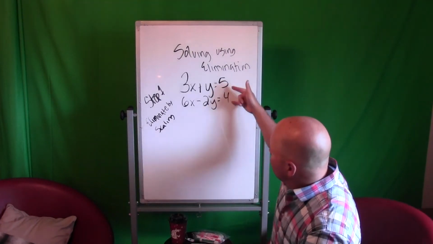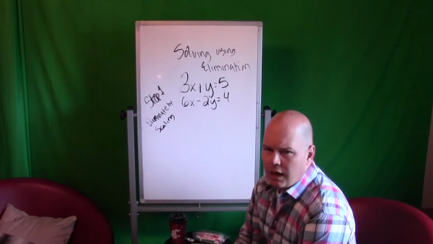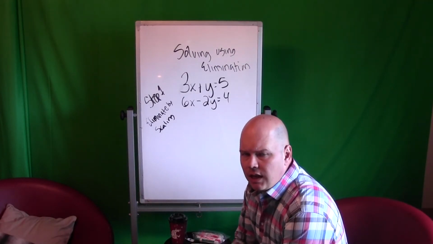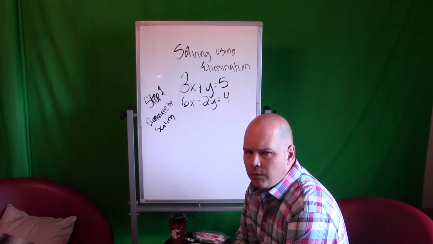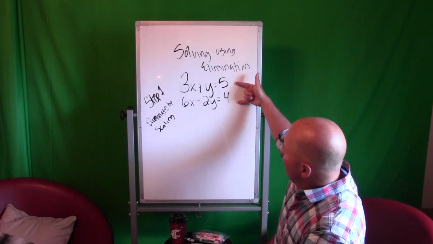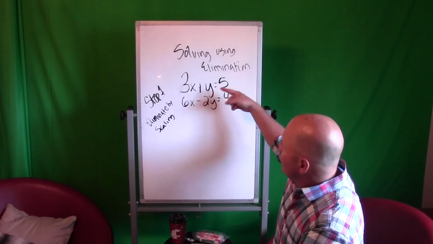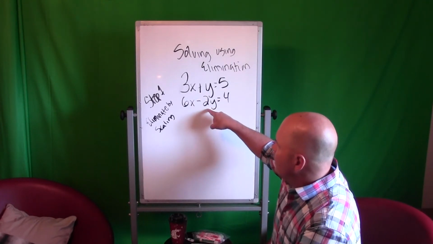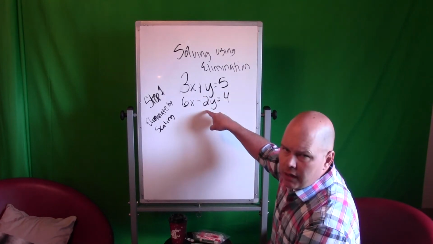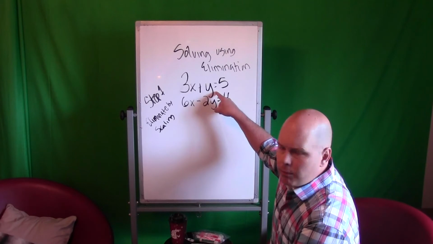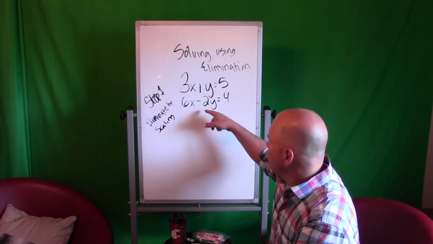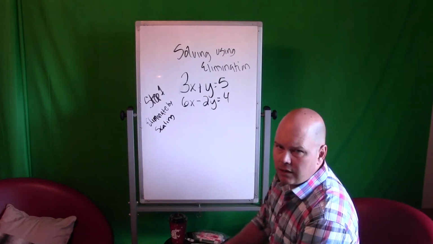So I'm going to look at these two equations and find out which one I could scale to get one of them to become the opposite of the one in the other equation. Here, I have a positive y and a negative 2y. So to make this positive y the opposite of negative 2y, I have to multiply it by 2, because then 2y minus 2y equals 0, so that would eliminate that variable.